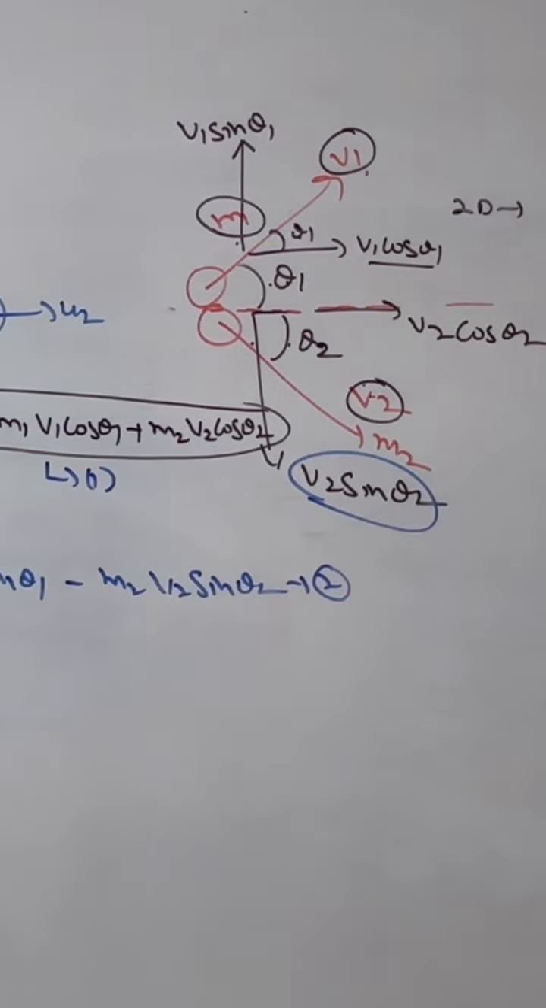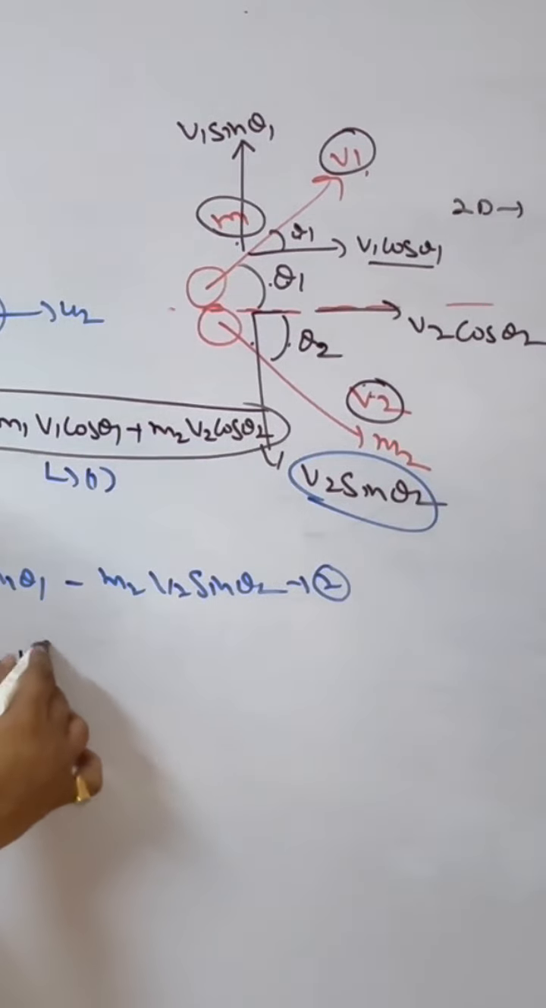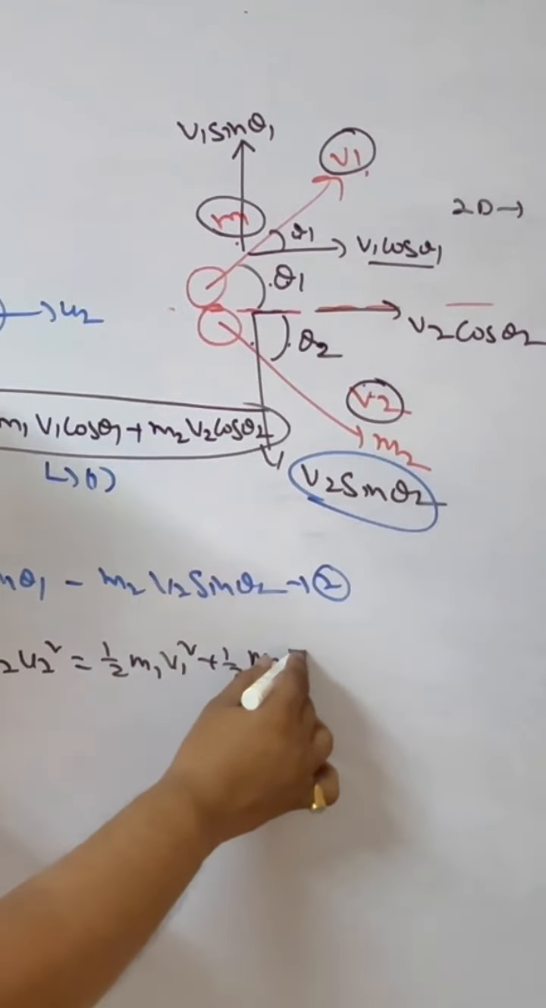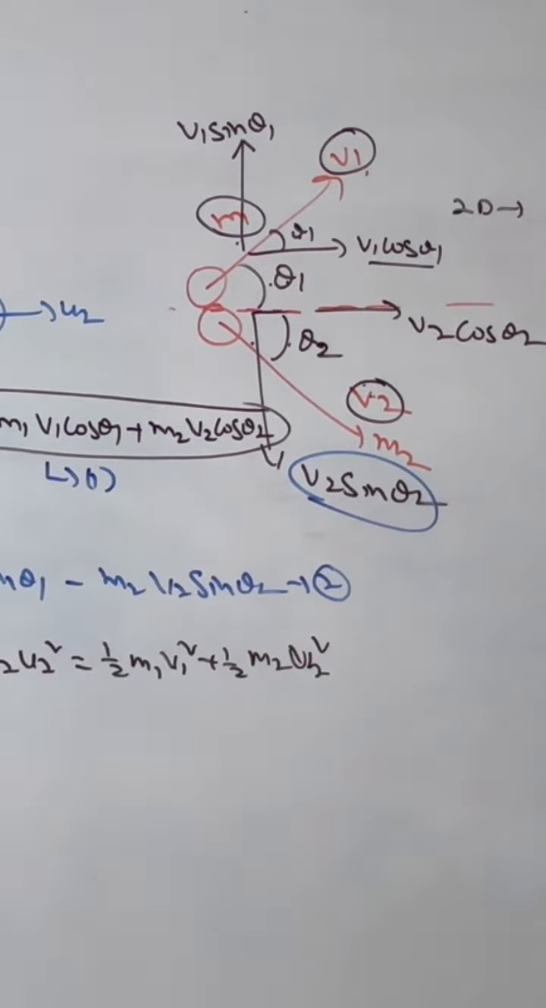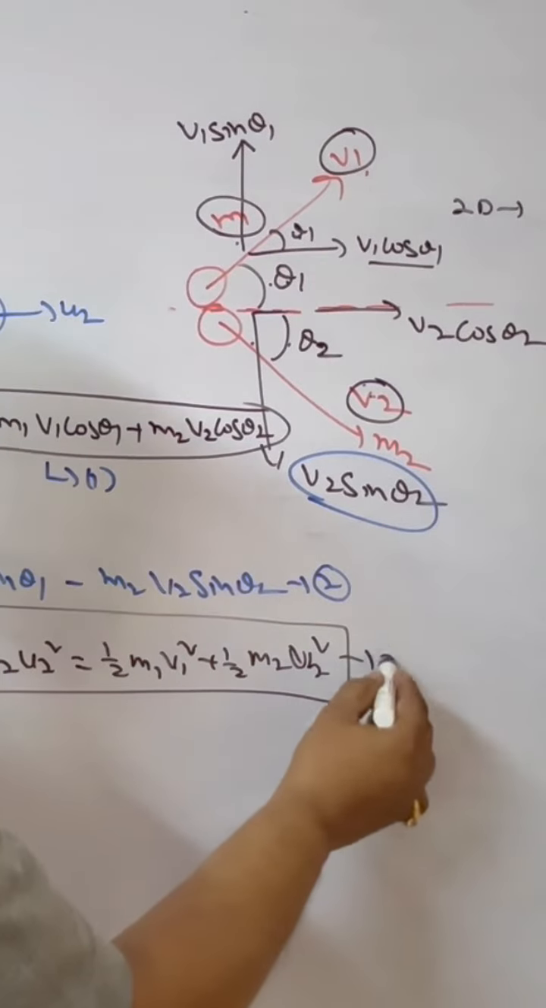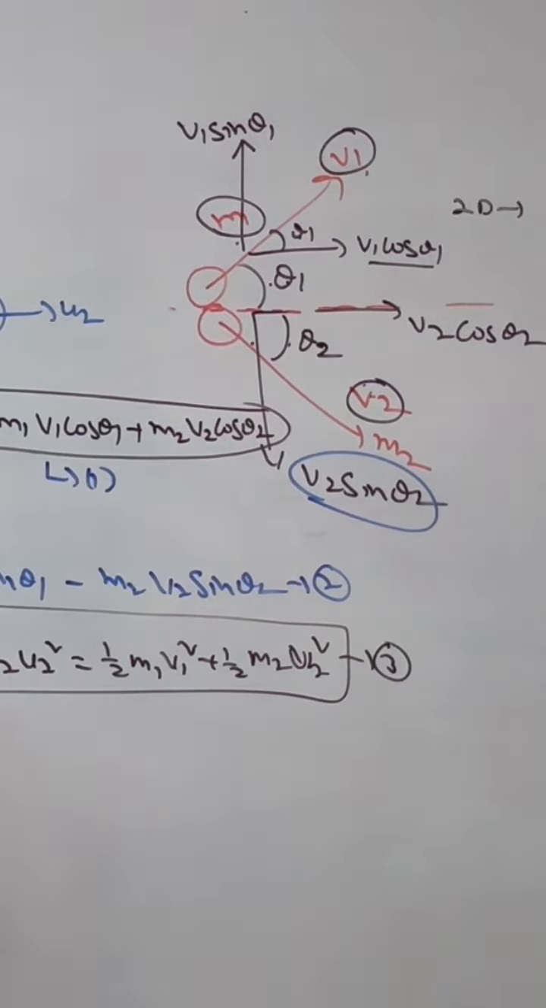And according to the law of conservation of kinetic energy, half m1 u1 square plus half m2 u2 square is equal to half m1 v1 square plus half m2 v2 square. If you apply these equations, you are going to get any question. But one separate case will be there in this, which is very important.